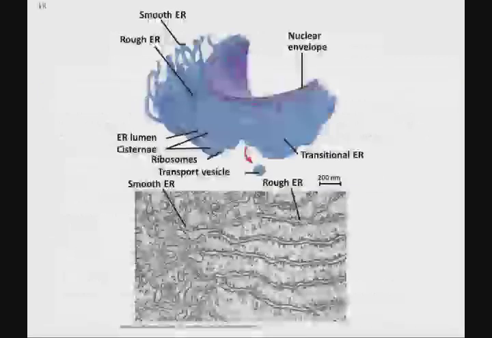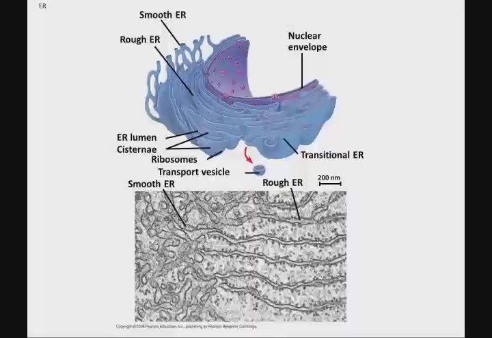And we can see that in the next slide here. At the very top on the left of the slide, you can see the smooth, those tubular structures, the smooth ER, and then the rough ER just littered with those little red ribosomes, which make it rough. So these two are connected to each other, but they serve different functions biochemically.